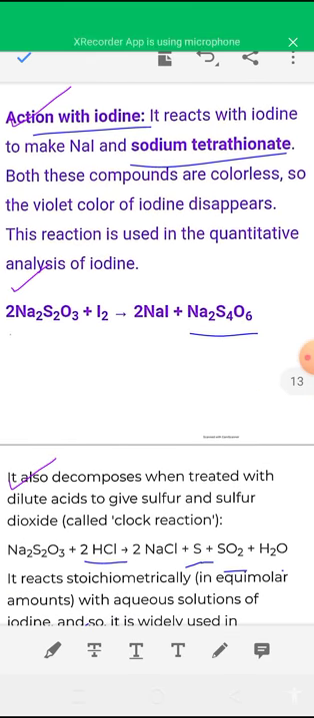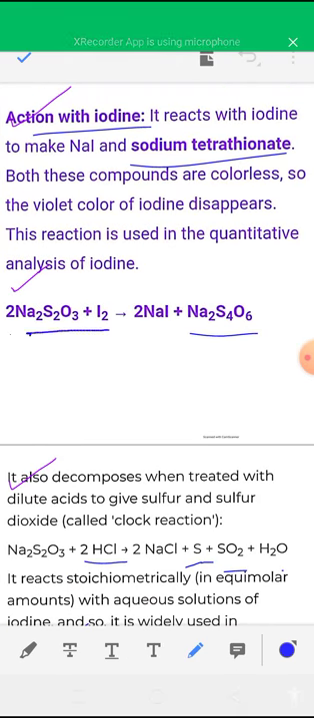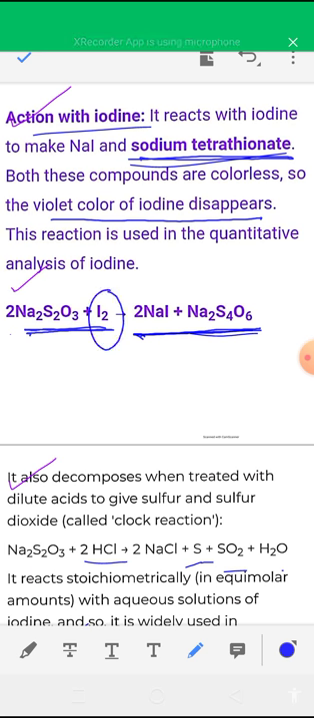And now see the reaction of sodium thiosulfate with iodine. When sodium thiosulfate reacts with iodine, it will form sodium iodide and sodium tetrathionate, Na2S4O6. So Na2S2O3 plus iodine gives NaI, sodium iodide, and Na2S4O6, sodium tetrathionate. Both the compounds are colorless, so the violet color of iodine disappears during this reaction. Iodine is violet color.